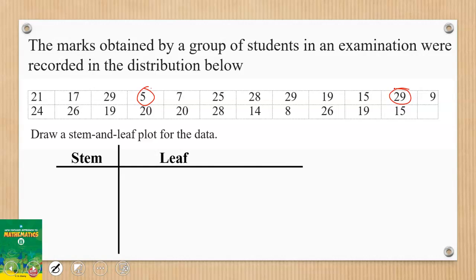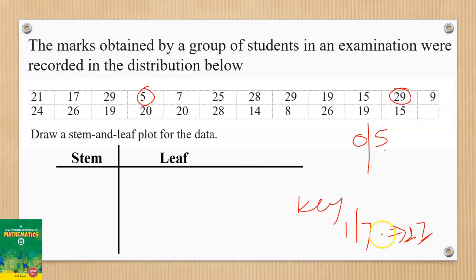In that case, we can have our number 5 written as stem 0, leaf 5, where the 0 represents the stem and the 5 represents the leaf. You can also create a key by saying that anytime we see maybe 1 | 7 like this, it means 17. So that means the tens column becomes the stem, and the ones column becomes the leaf. So you always create your key for that matter.